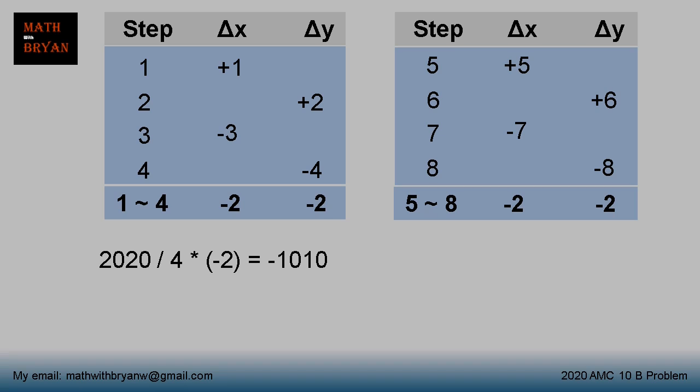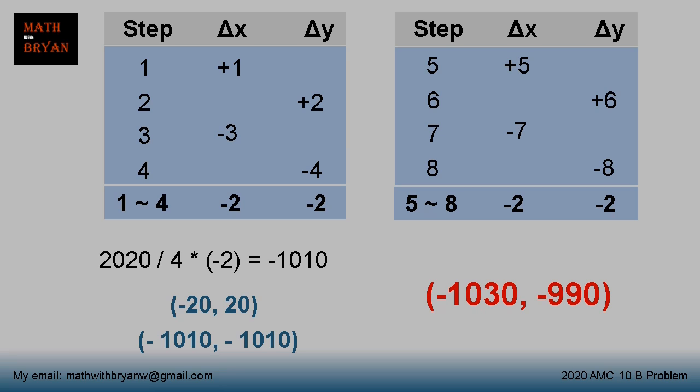We can divide 2020 by 4, and for every 4 steps, we multiply by -2 to get -1010. Since Andy starts at (-20, 20), and we need to add -1010 to his x and y, we would get (-1030, -990), and that's our answer.